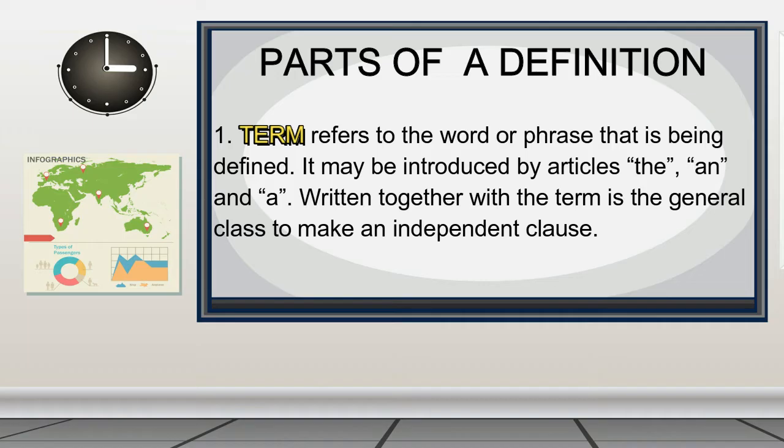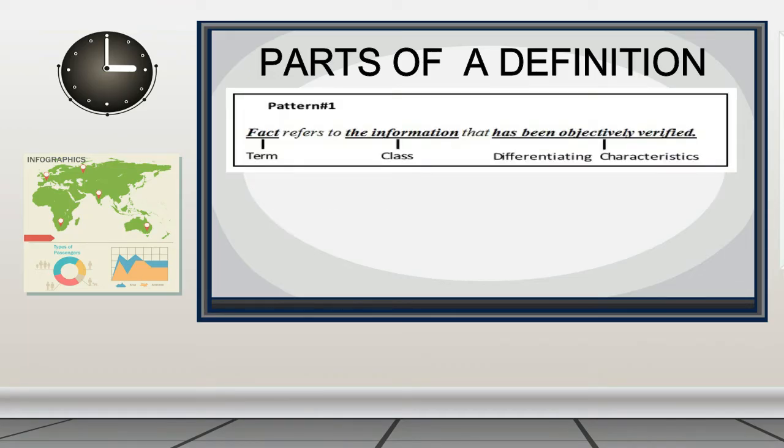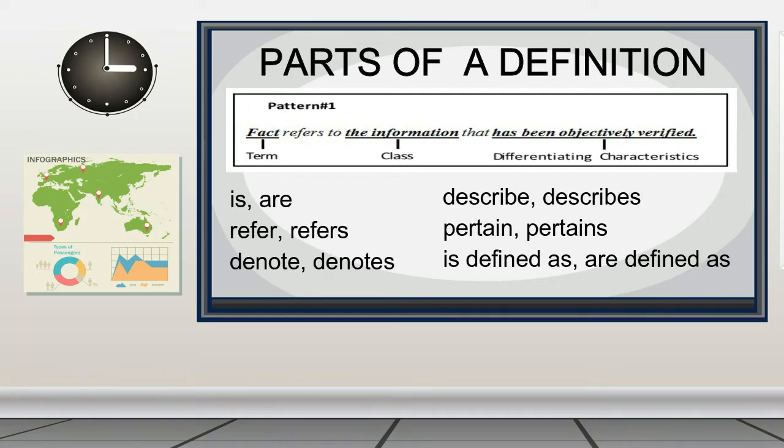It may be introduced by articles the, an, and a. Written together with the term is the general class to make an independent clause. If you use pattern number 1 in writing a definition, the term is the subject of your sentence and the verb to be used should agree with it. Here are the verbs or verb conjugation that you can use when writing a definition. Is, are, refer, refers, denote, denotes, describe, describes, pertain, pertains, is defined as, are defined as.